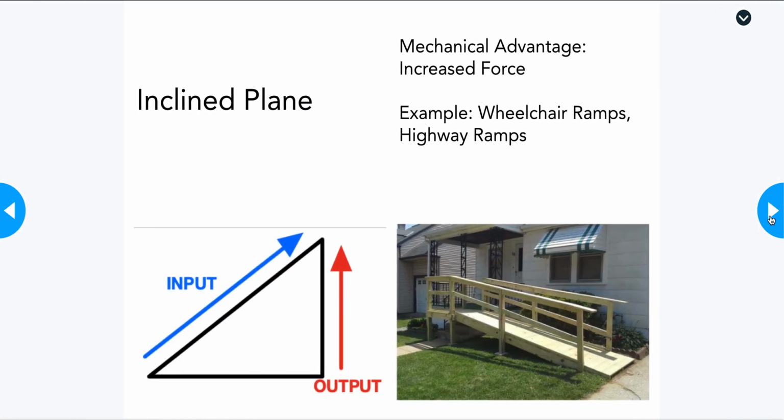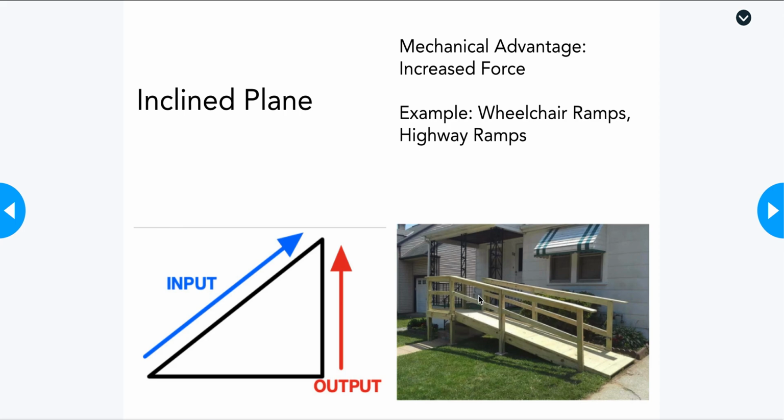Inclined plane. All right, in an inclined plane, our input work is the distance that we travel up the ramp itself, and the output is how high we end up getting. The mechanical advantage here is that we are actually increasing force by allowing ourselves to travel a greater distance to get up here.